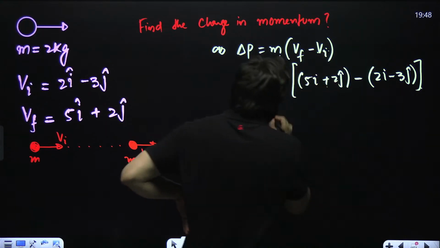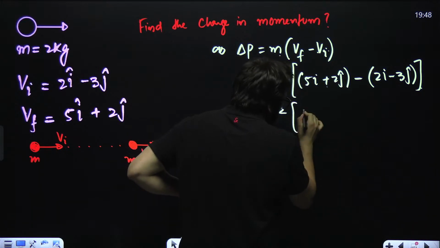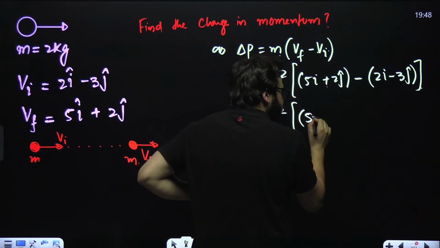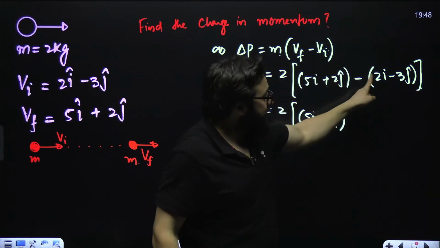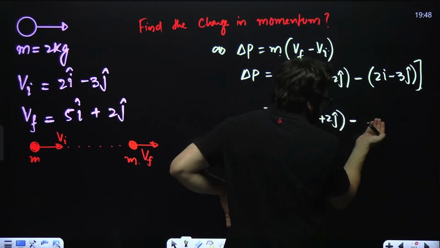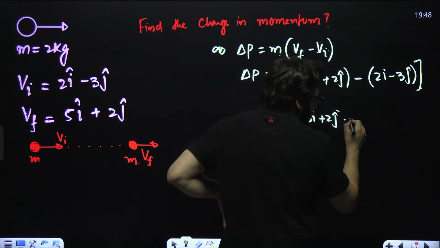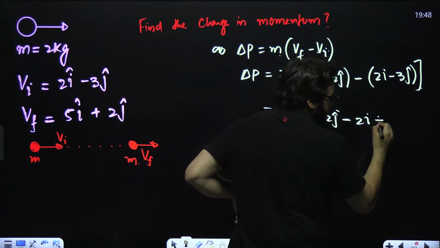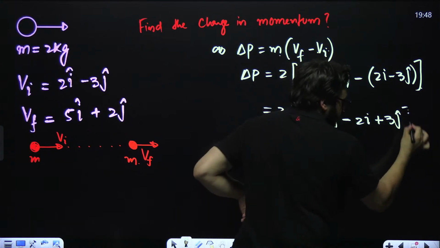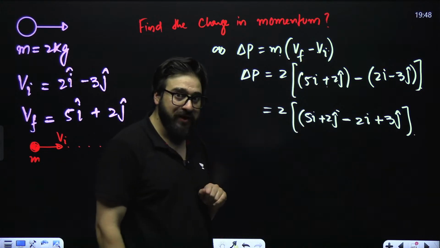Now tell me, guys, can I write it something like this? 2 times 5i as it is, plus I write 2j over here. Now minus into plus becomes minus, and now remove this bracket. So minus 2i. Minus into minus is plus, sir, plus 3j over here. Now tell me one thing.